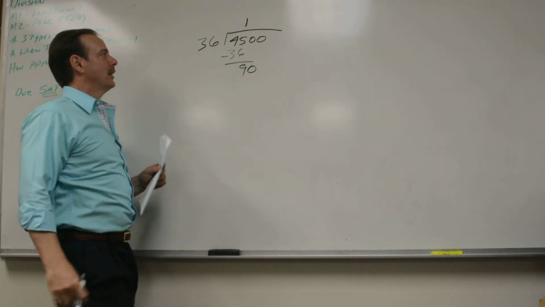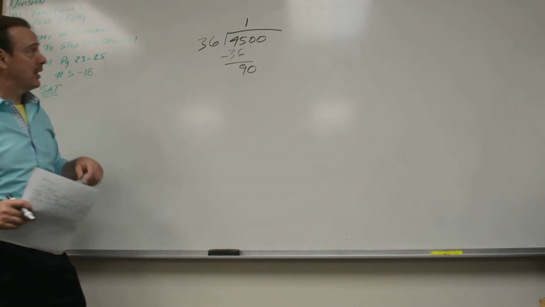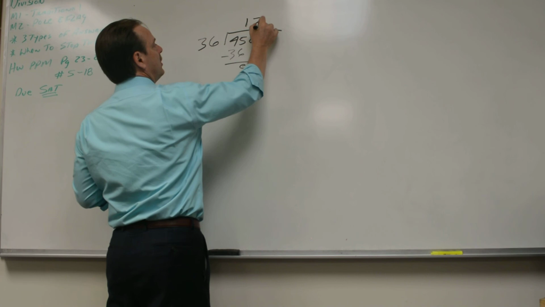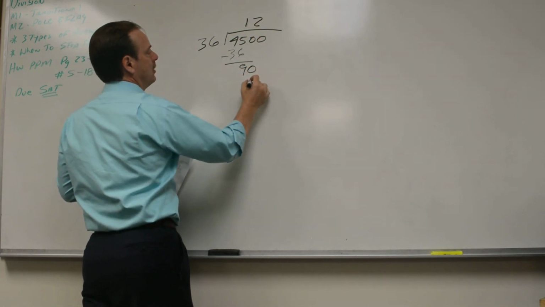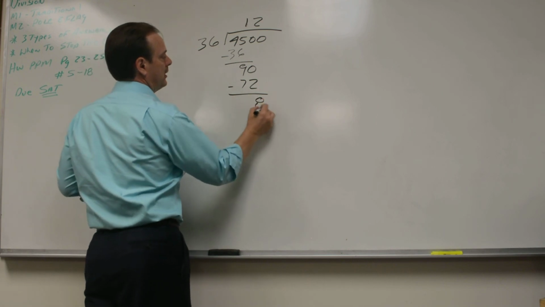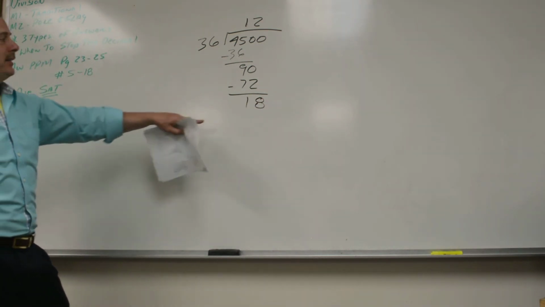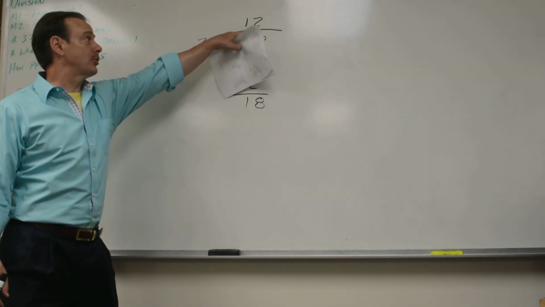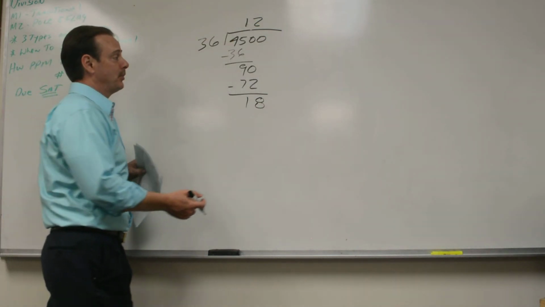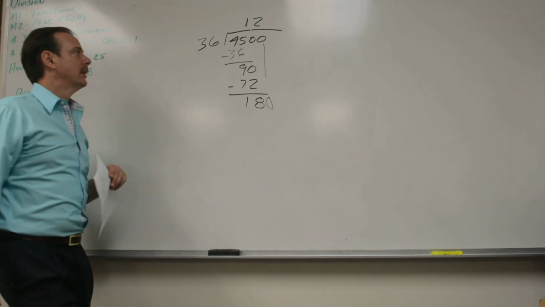Does 36 go into 90? Yes, 2 times. So put a 2 here. This is going to be 72, and this is going to be 18. All right, now, is 18 less than 36? Yeah. So 2 is good. All right, so far we're doing pretty good. We bring down this last 0 here, we get 180.